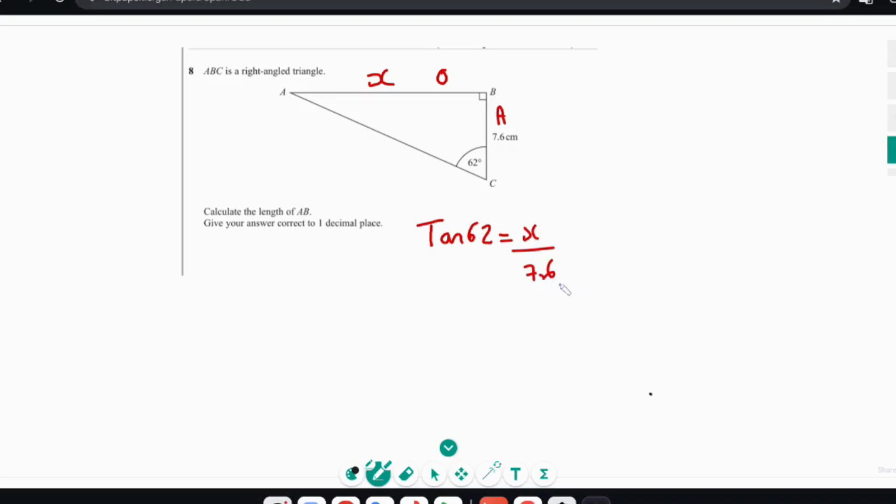How do I get X here? How do I make X the subject? I times both sides by 7.6. X is 7.6 times tan 62, which is 14.3 to 1 decimal place.